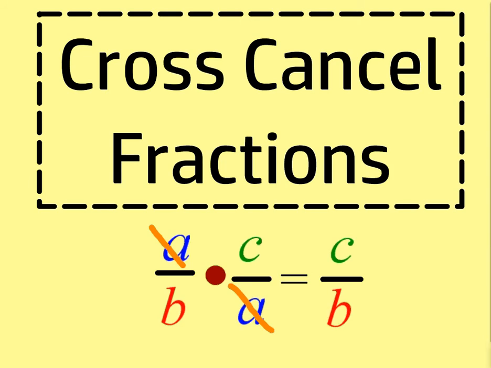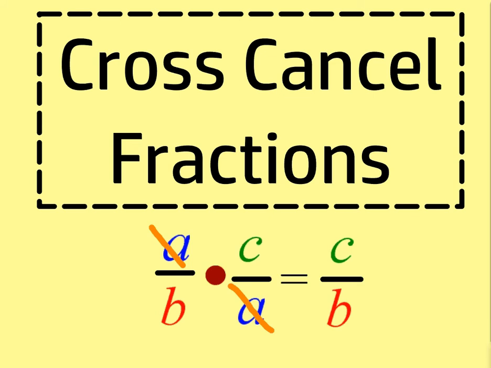So as I said before, this is called cross-canceling fractions. This is just a general slide illustrating one of the ways they cancel. Again, as long as one a is in the numerator and one is in the denominator, or x or y or whatever, they can cancel.